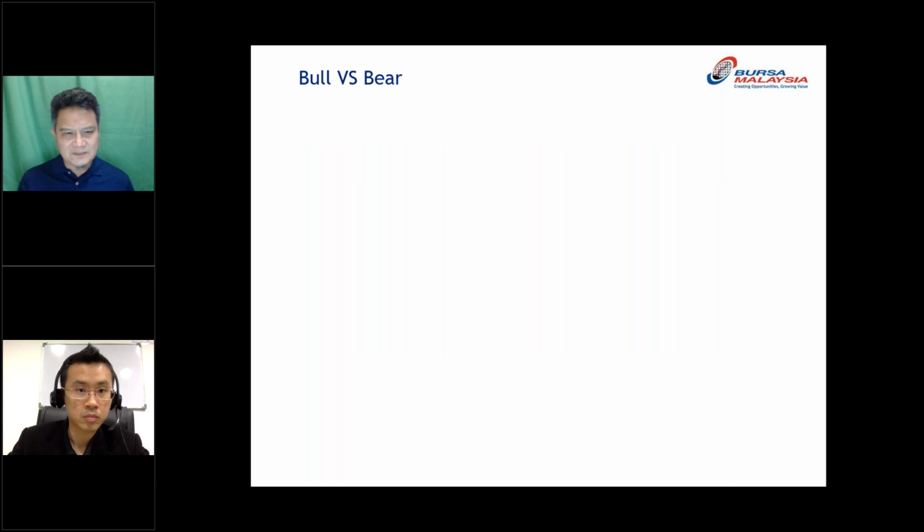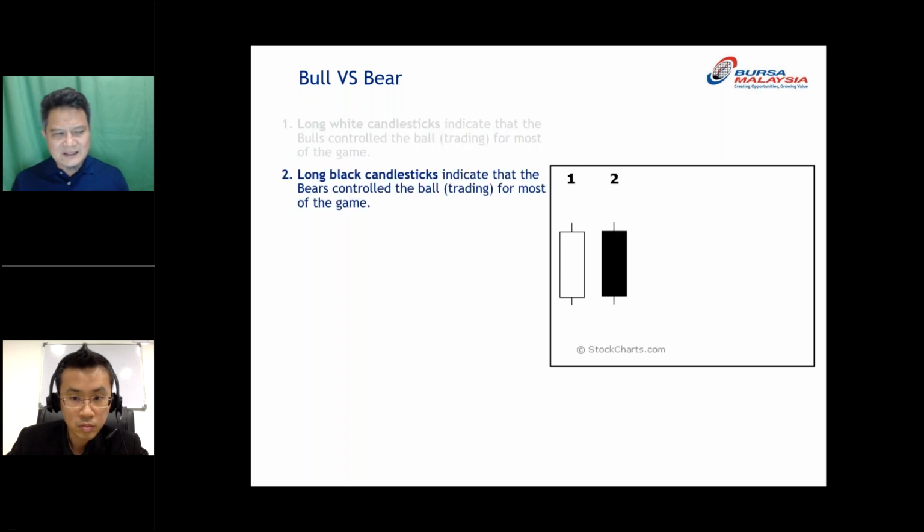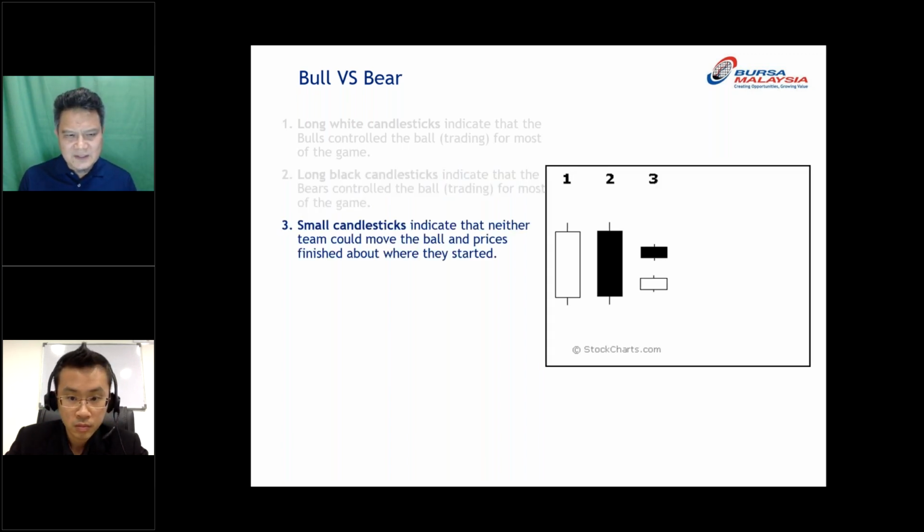Okay, so this is bull versus bear, for example. A long white candlestick indicates that the bull controls the ball, or controls the trading, for most of the game, which means that the price opens low and shoots up. And the second one, a long black candlestick, means that the bear controls the market, which is negative. The market opens high and then closes low. And a small candlestick means that there is not much activity, so the open and close are very close, and the range is not big.